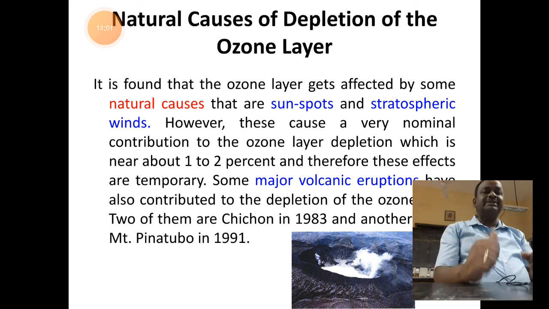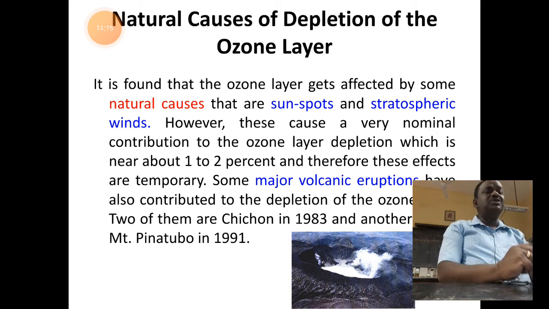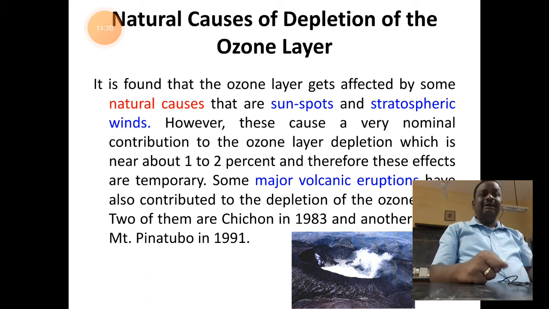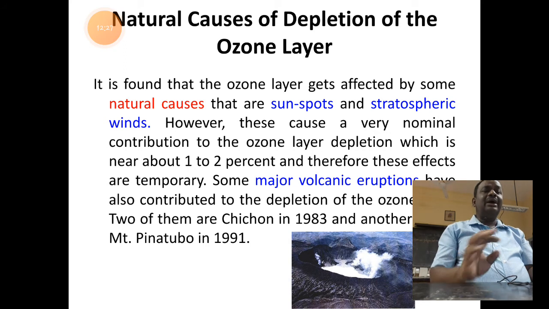Another natural causative factor of ozone layer depletion is stratospheric winds. Students, when we look at the atmosphere, below the region of the stratosphere is the location of ozone. Sometimes these stratospheric winds will reduce the thickness of the ozone layer. It is due to an increase of nitrogen oxides that are added to the atmosphere by human activities.